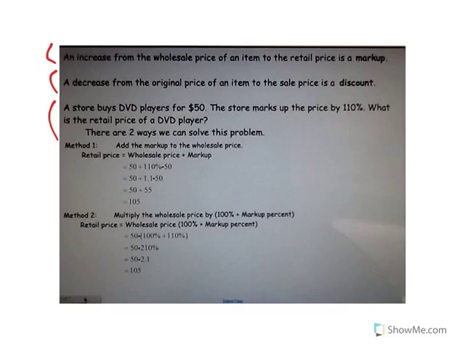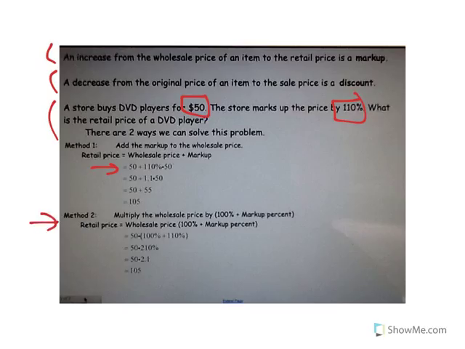Okay, well, a couple of things here. First of all, you can add the markup to the wholesale price because the original price was this $50. And then you can figure out what the additional price is with a markup of 110% and then add that in. So that's what's happening here. The retail price is equal to the wholesale price plus the markup. So it's $50 plus 110% times 50. So that's going to be $50 plus 55, and that's going to be $105.